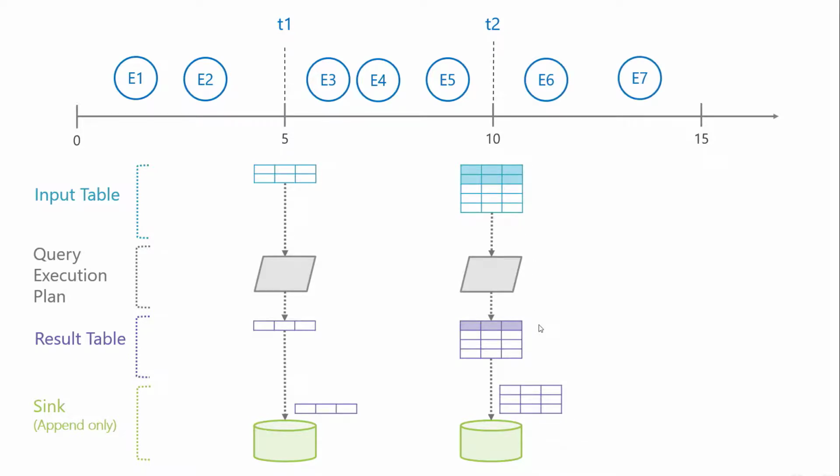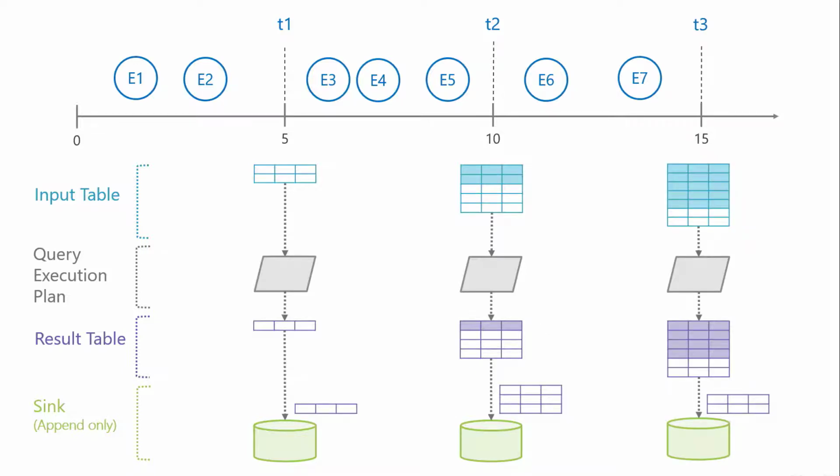So let's say E6 and E7 are the new records that have come in. Now at the third trigger interval, these two events will also become part of the unbounded data set or the input table. And again, it will run the same query execution plan on top of it. And whatever output comes, it will contain the previous records in the output table as well as the new ones. And since I'm using the append only option, it will save the new records in the sink. And that is how the structured streaming processing model works.